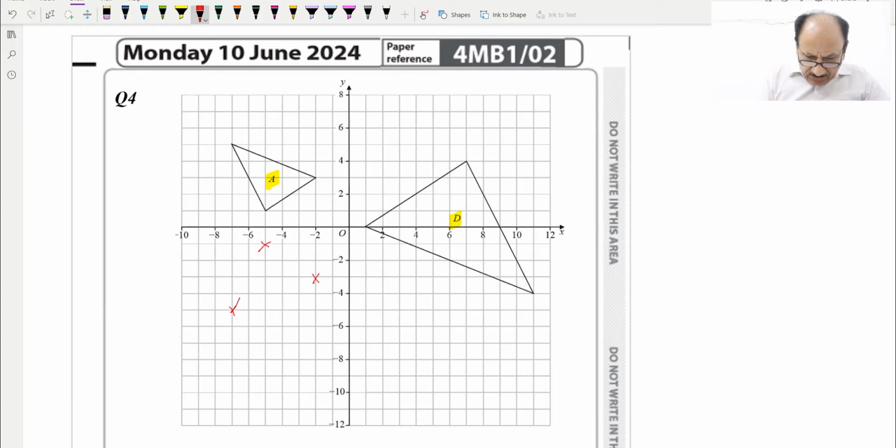Then we can join the dots, and that will be the reflected triangle, which is reflected on the x-axis. So reflected in the x-axis to give triangle B, we can label this as B, and the A part is done, which is 2 marks. So the A part was 2 marks, which we have done.